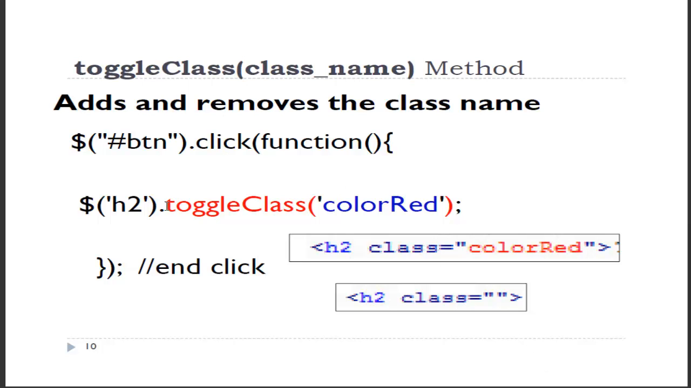We also looked at the toggle class method that allows us to toggle a class on and off, meaning to add and remove that class. Here again, that would have to come as a result of some kind of an event, such as clicking a button. And this is what it would look like when we added that class.